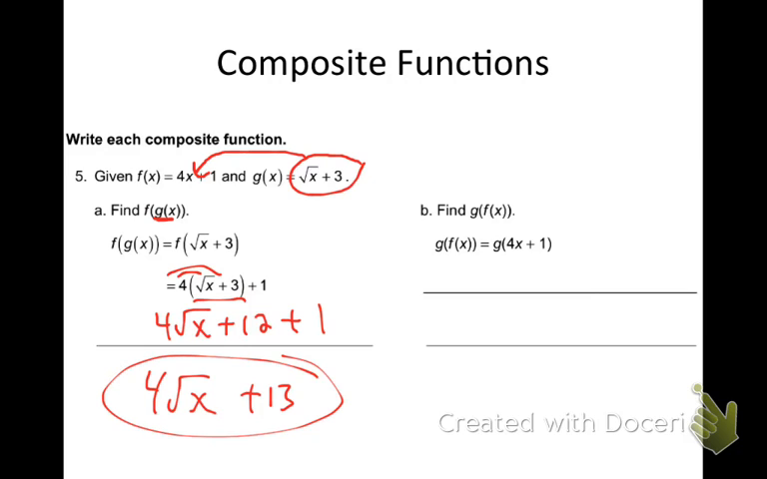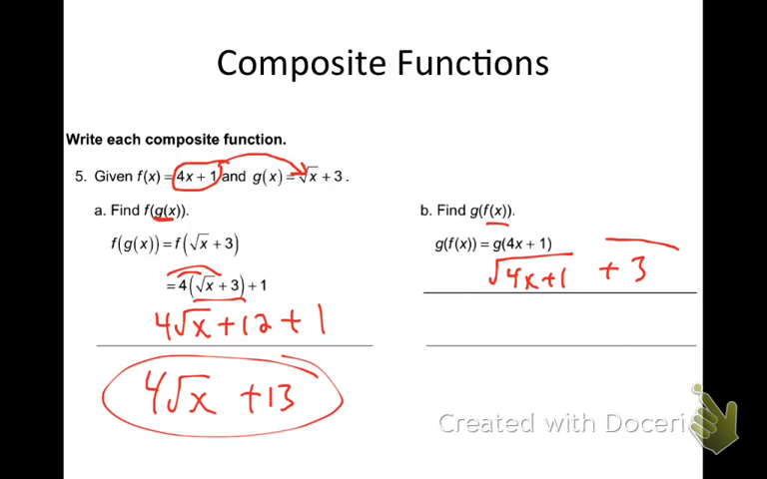Let's do part B here. Well, part B says take f of x and plug it into g of x. So I'm going to take f of x and I'm going to put it into g of x. So that gives me the square root of 4x plus 1 plus 3. Can I combine the 1 and the 3 here? No, why not?